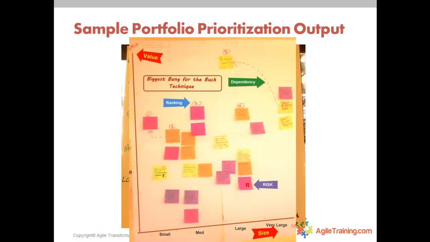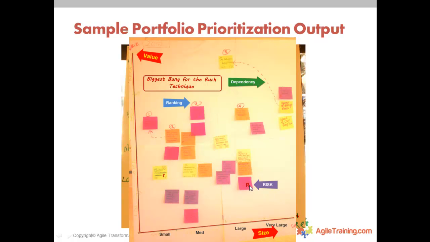This is an example from a real workshop. This was the output from an actual team that we were doing this with, a large company, and these were some of the initiatives for 2012. And so here's some of the ranking that they came up with.